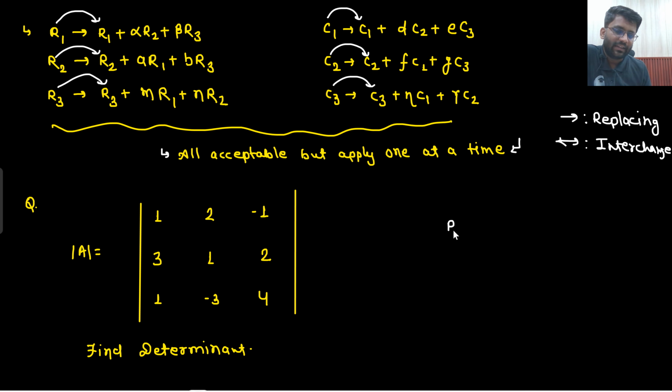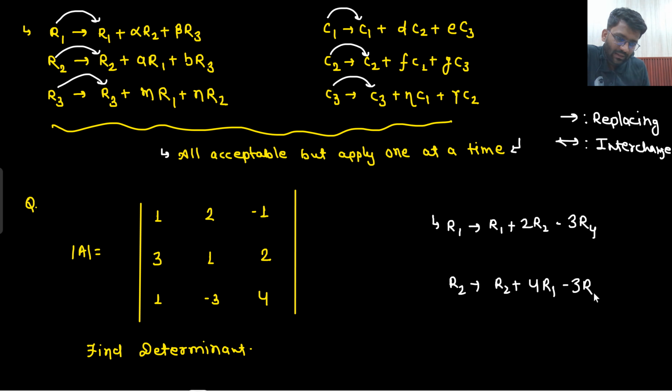Like basically what I am saying is that I am replacing R1 with R1 plus 2R2 minus 3R4. So this operation I am going to apply in one step. In the next step, what can I do? R2 is replaced with R2 plus 4R1 minus 3R2. Oh, sorry, not 3R2, because R2 can come somewhat like this.